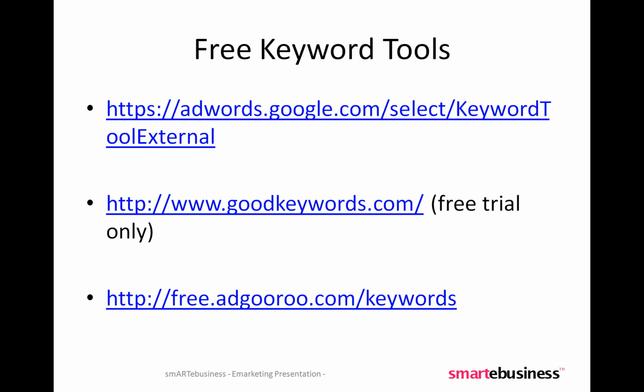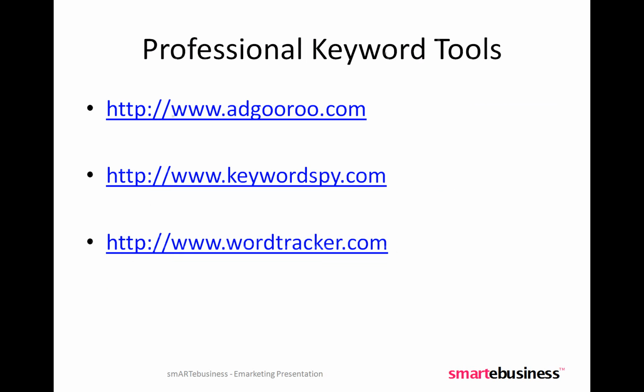The free keyword tools that I use and have used are obviously the Google AdWords external tool, which is the main one that we use. If I'm just doing search engine optimization research, I've just used this one. I've also looked at the Good Keywords tool and the free Ad Guru tool, but most of the time now, at the level I work at, I tend to use the paid tools, because as I said, I try not to use just the popular ones, but also extra ones.